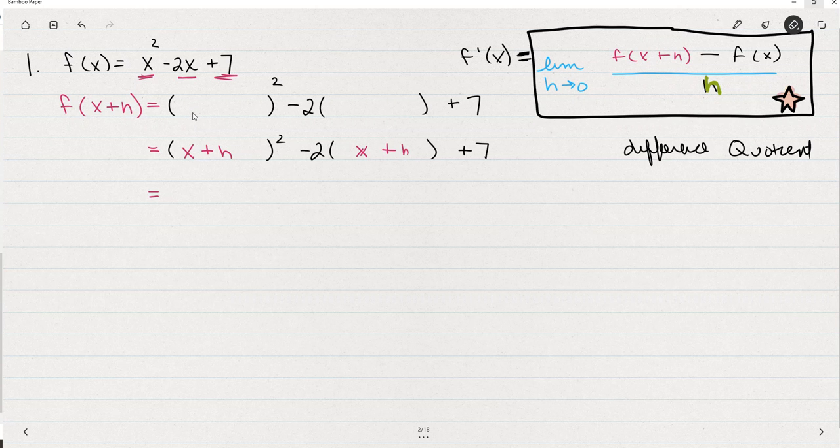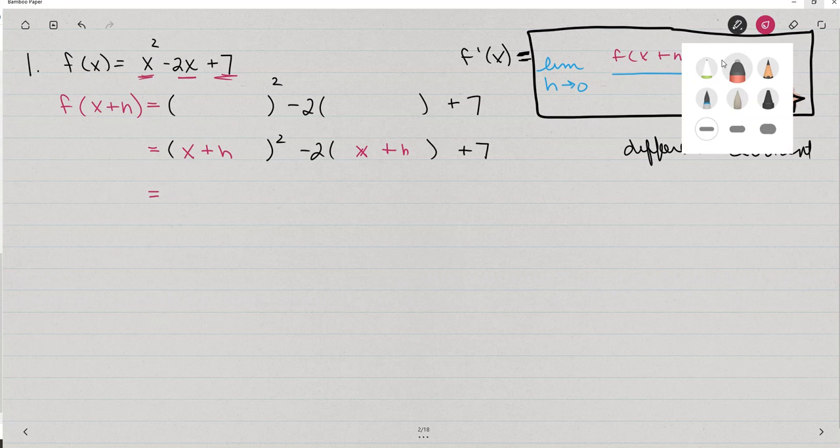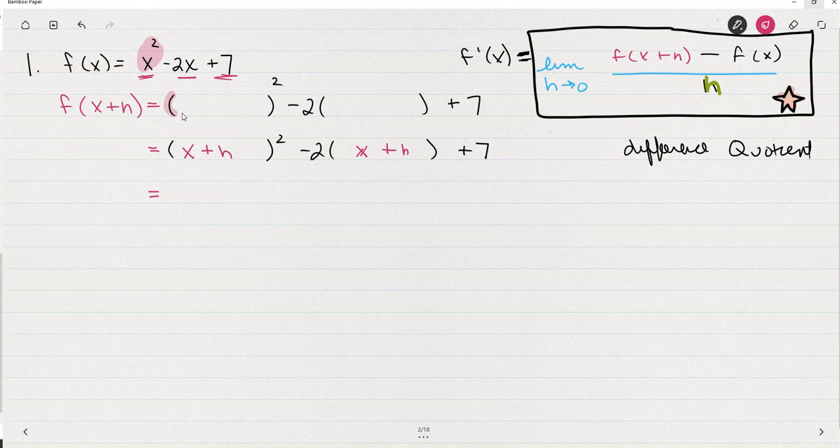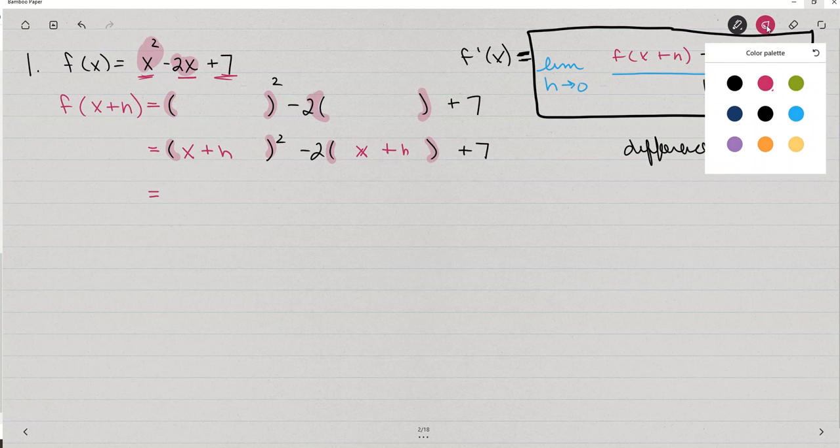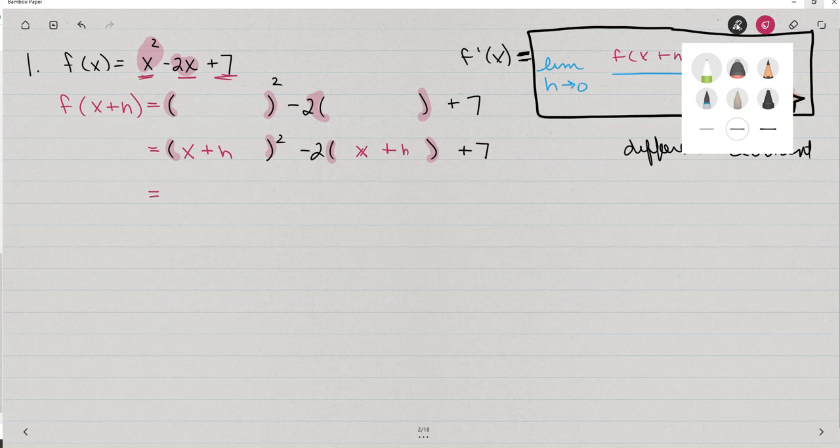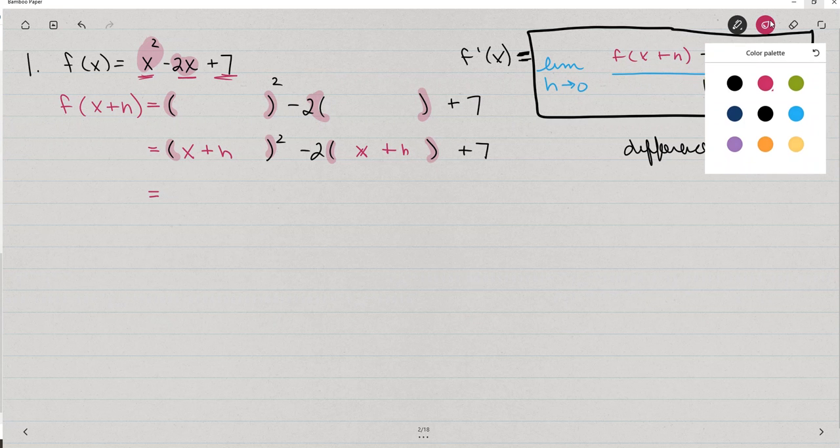So when I do this problem, I think of these empty parentheses, and I put those in place of each x. So we have x squared minus 2x, and here's our x, plus 7. And in place of x, I'm going to put the x plus h. It's sometimes going to be beneficial to evaluate that piece before we go any further. So let's look at f of x plus h.